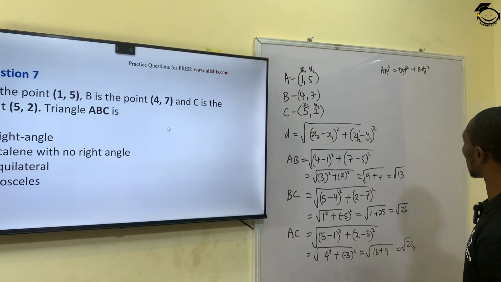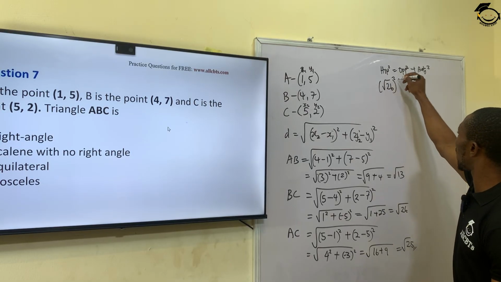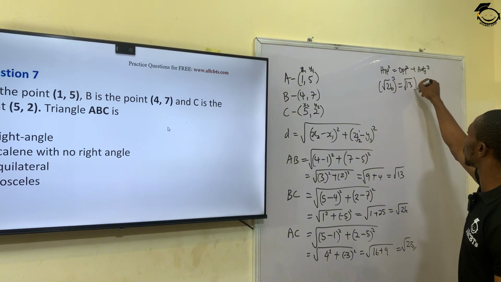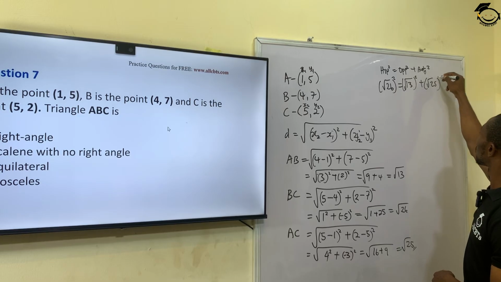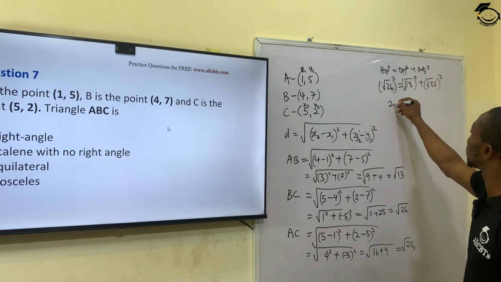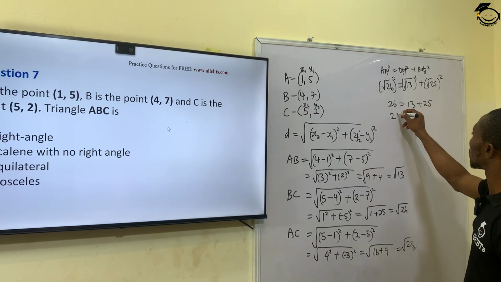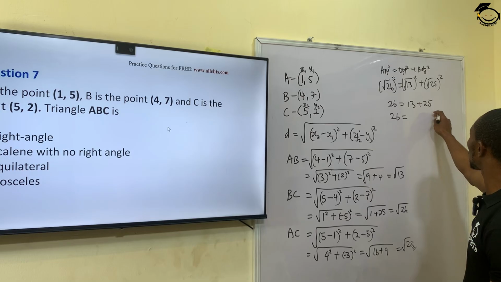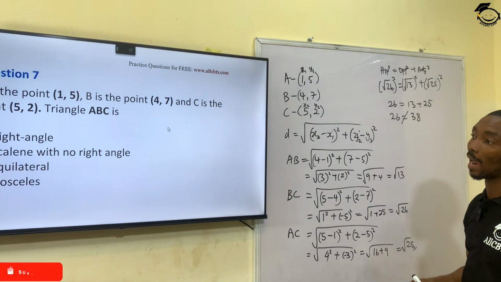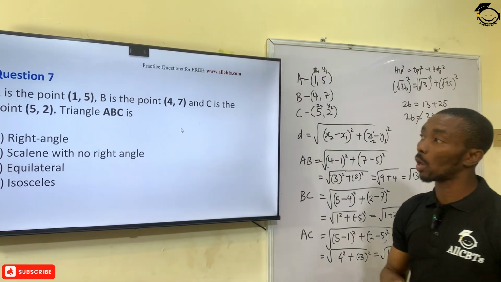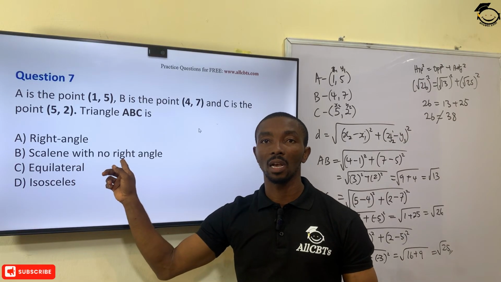Our hypotenuse is our longest side, which will become root 26 squared equals root 13 squared plus root 25 squared. So this will be 26 equals 13 plus 25, and 26 equals, this will give us 38. So they are not equal. That means there is no right angle to it. So our correct answer would be a scalene triangle with no right angle.